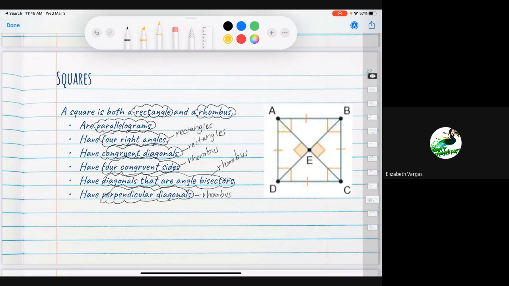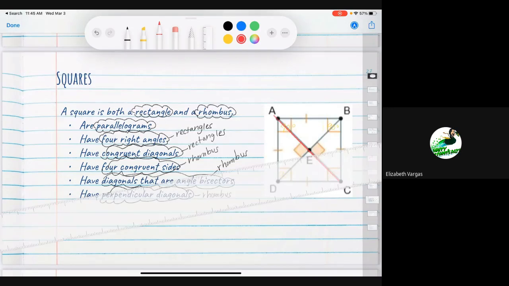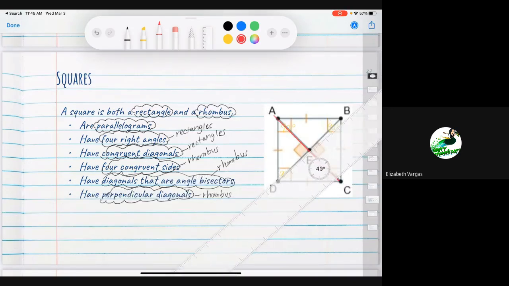And so to show you, it has four right angles. Well, all these angles are 90 degrees, right? Has congruent diagonals. Well, what does that mean? That basically means if I know that AC is equal to 10, then BD must also be equal to 10, right? So those diagonals must be congruent to each other. They have four congruent sides, which we see right here. All the sides are congruent, meaning if this is 8, then this is 8, then this is 8, this is 8.